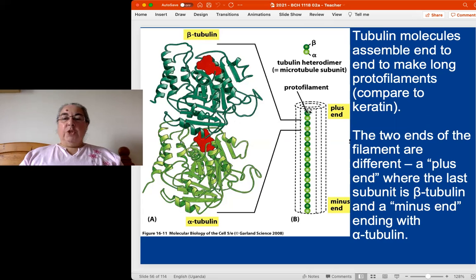So this means that the two ends of the filament are different. There is one end which ends in an alpha tubulin, which is called the minus end, and another end that ends in a beta tubulin, which is called the plus end. These filaments or protofilaments of tubulin can assemble together side by side, again similar to keratin, to form a cylindrical structure.